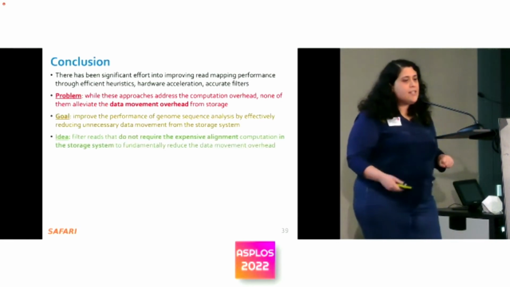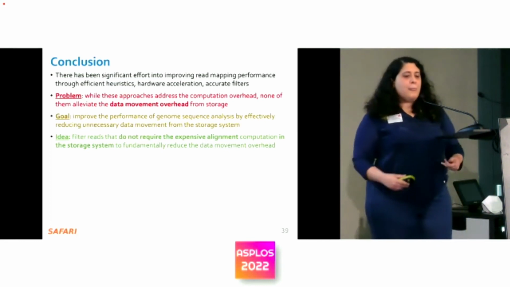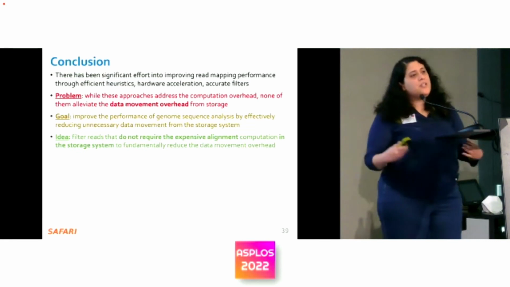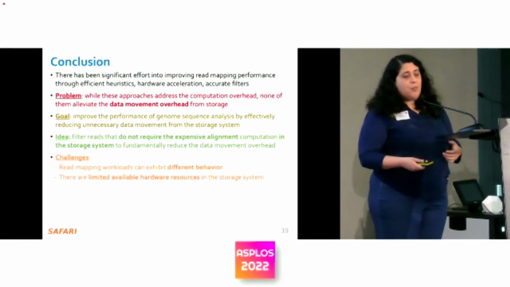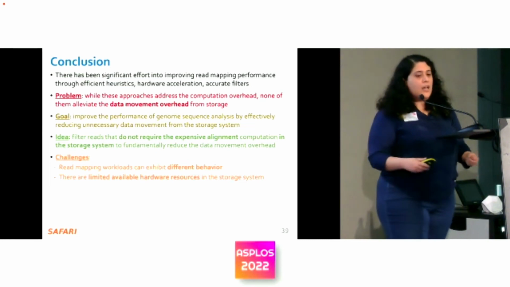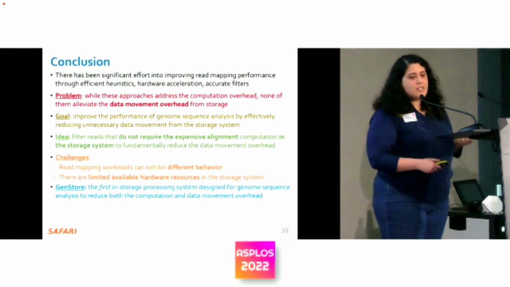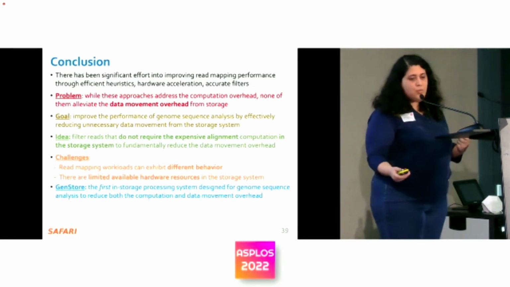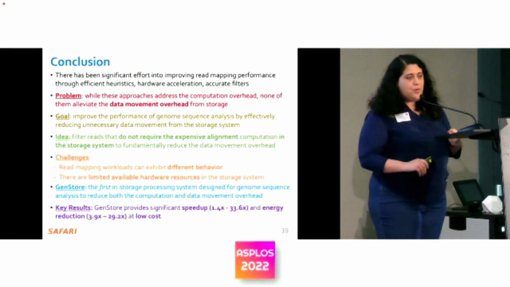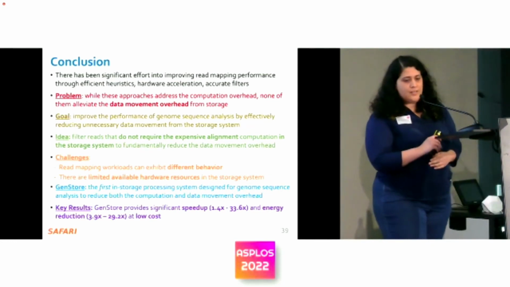Our key idea is to filter reads that do not require the expensive alignment step inside the storage system, to fundamentally reduce the data movement overhead by addressing these two challenges, which are various read mapping workloads across different genomic data and limited hardware resources available in the SSD. To that end, we propose GenStore, which provides significant performance and energy benefits compared to software and hardware baselines.